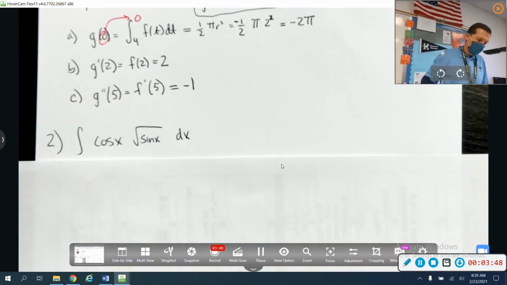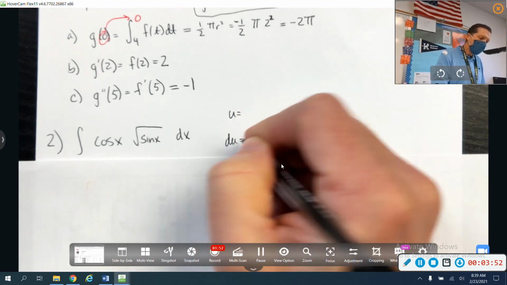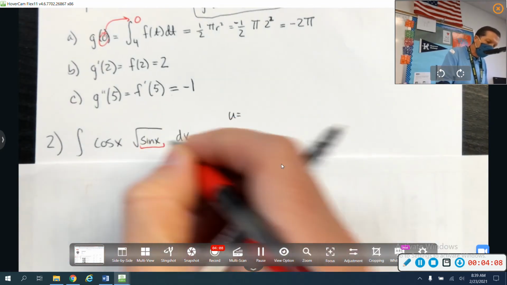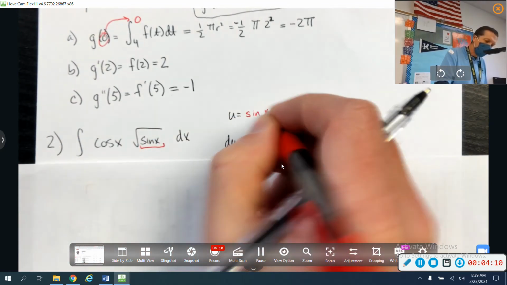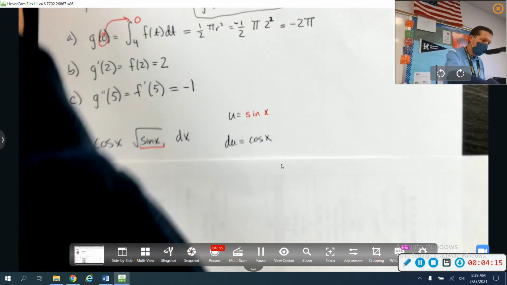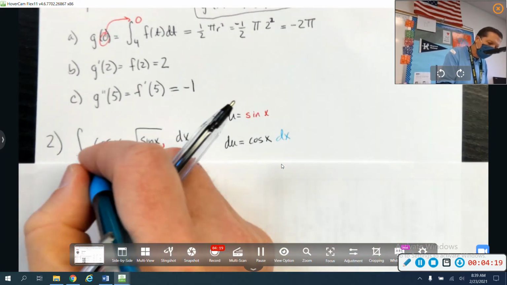Number 2. U and du. And sines and cosines are always tricky because they're derivatives of one another, so it's sometimes hard to figure out, well, which one should I pick? Well, you want to pick the inside thing and hope that the derivative is the outside thing, is one way to say it. So if I let u be sine of x, then du is cosine of x dx, put that on the end.